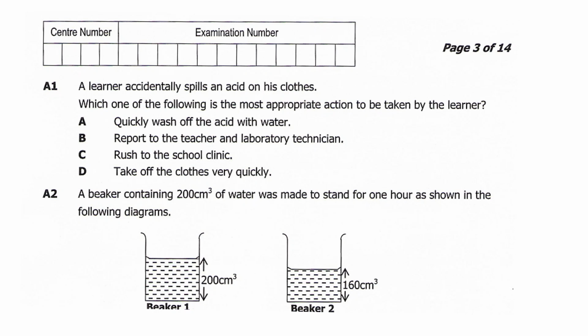Alright, so when a learner accidentally spills acid on their clothes, the first thing that they should do, which is very important, is to quickly wash off the acid with plenty of water before they can report to the teacher or laboratory technician, rush to the clinic, or take off the clothes. So the correct answer here is A. Then we got to A2.